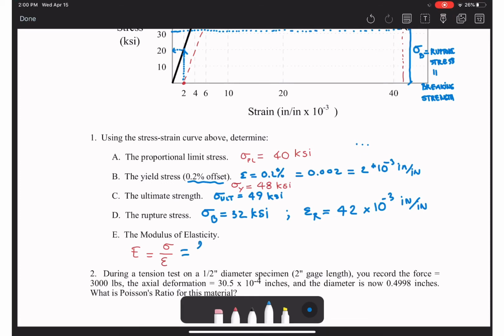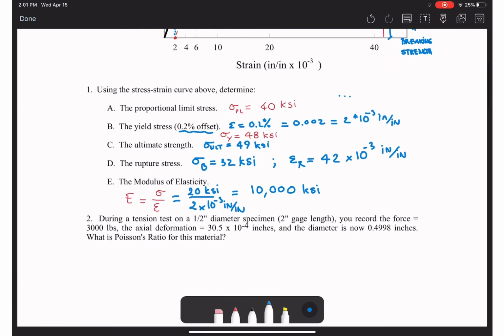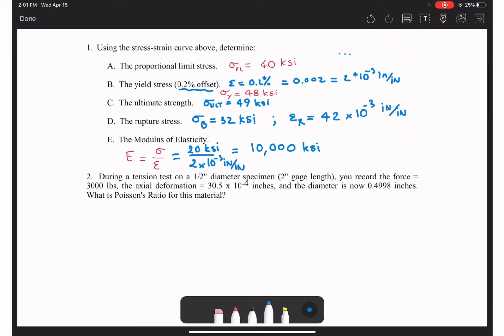So you have 20 KSI divided by 2 times 10 to the power negative 3, and from that you can get E about 10,000 KSI. This is inch over inch. So that unit is 10,000 KSI. So that part number 1 is done.